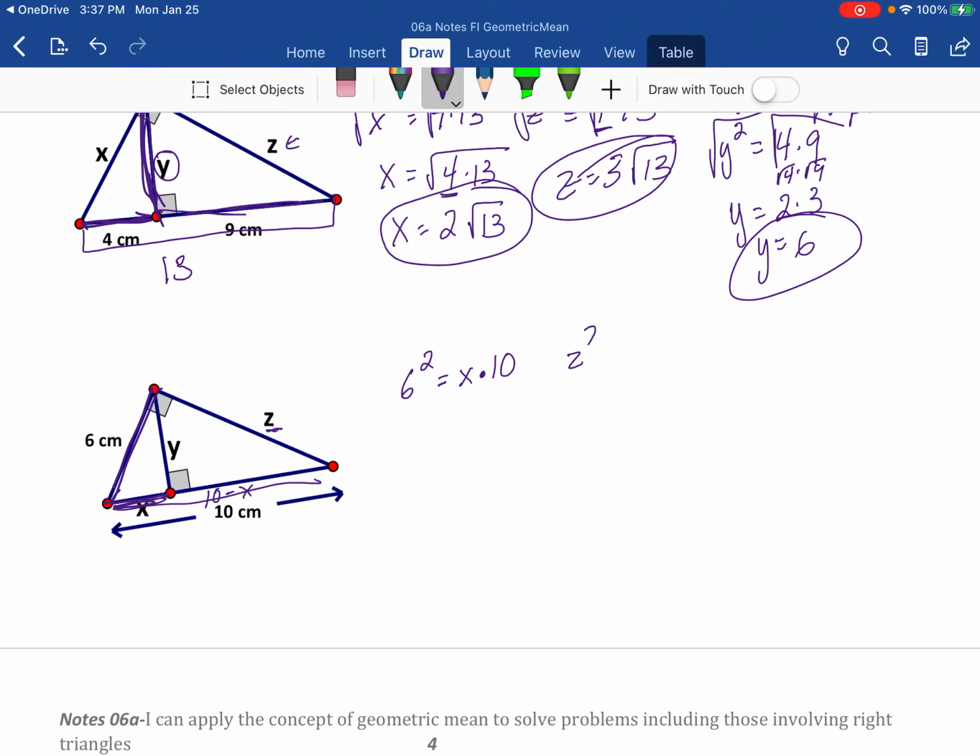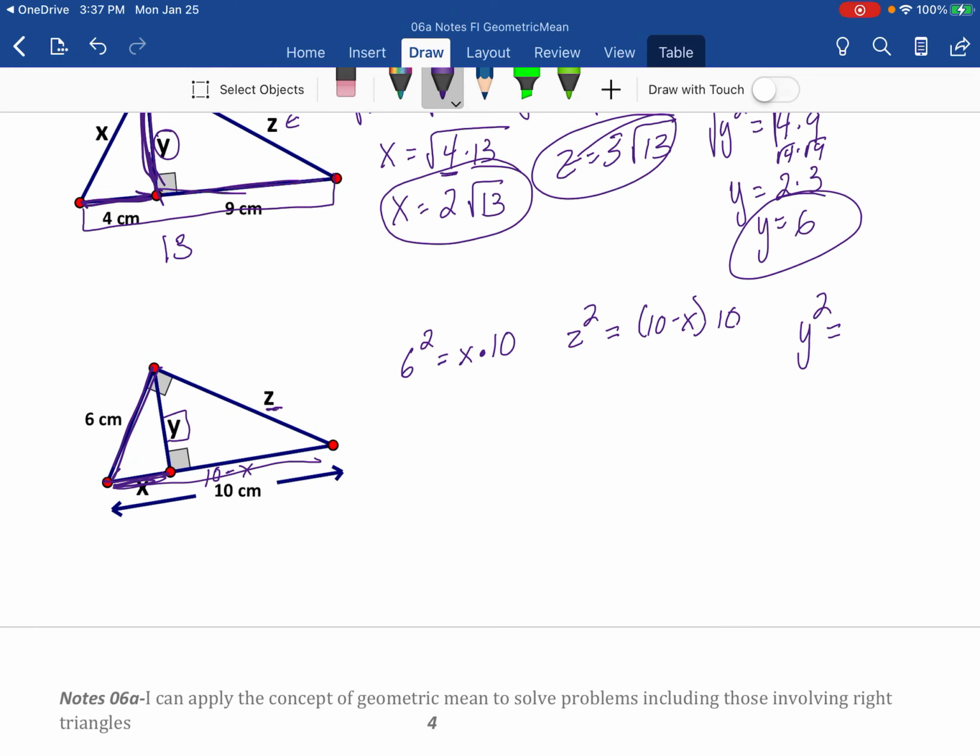I can also do that on the other side. Z squared is equal to part, which is 10 minus x, times my whole, which was 10. Not solvable because I have 2 variables. And then my last relationship is y squared is equal to, so my altitude squared is equal to part times part, and so that's going to be x times 10 minus x. Okay, the only one I can solve for is this guy right here because I have 1 variable. That's going to be 36 is equal to 10x, divide by 10, divide by 10.